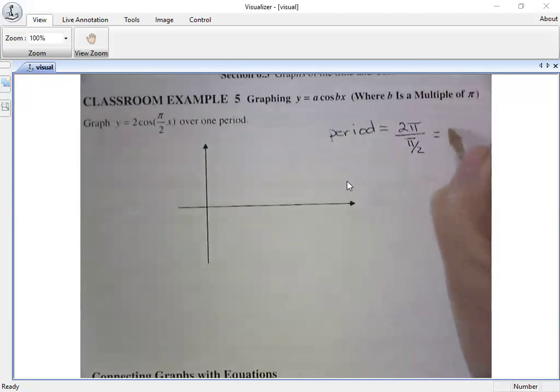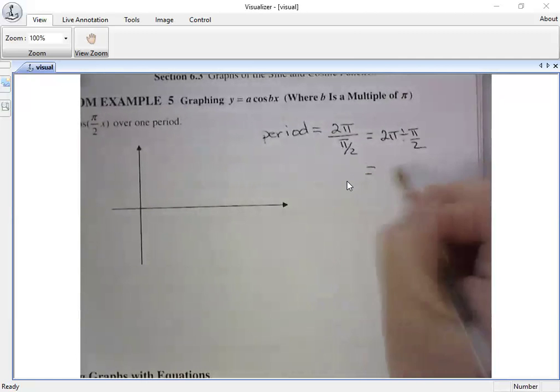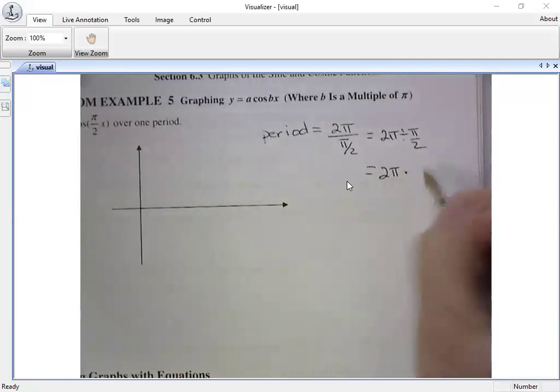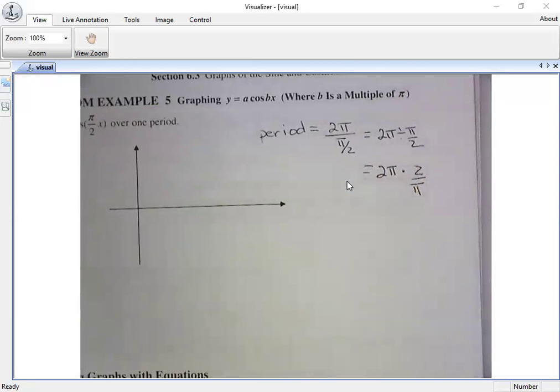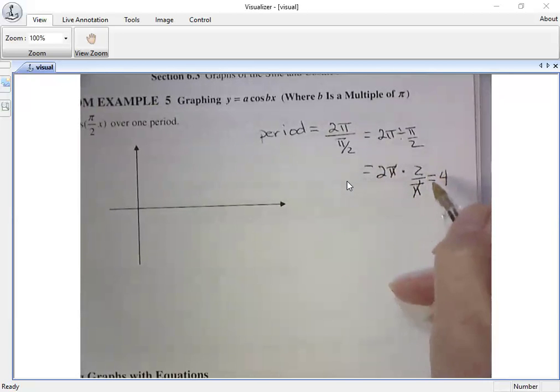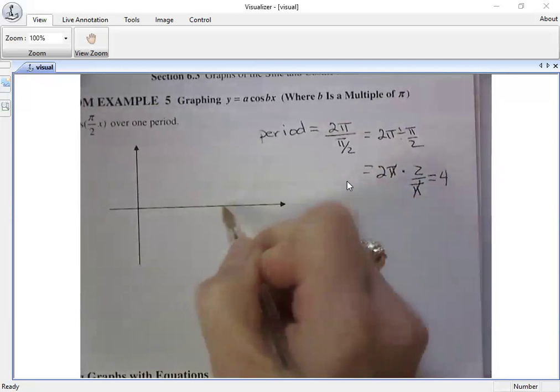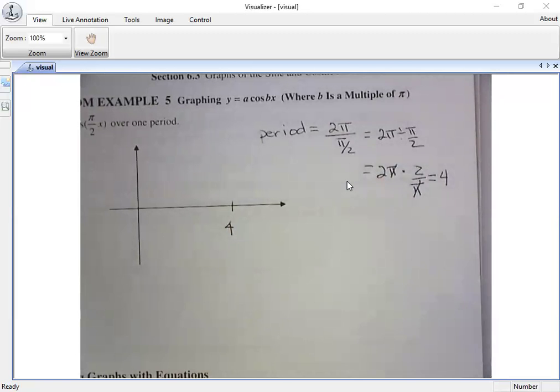So let's write it this way. 2 pi divided by pi over 2, which means I can multiply by the reciprocal, and that's 2 pi times 2 over pi. What happens to my pi's? And that means my period is just what? Okay, and that's okay. That's going to mean 1 complete cycle, 1 period, will end at 4.